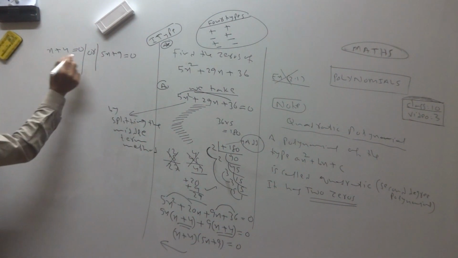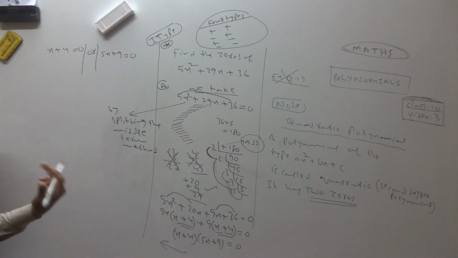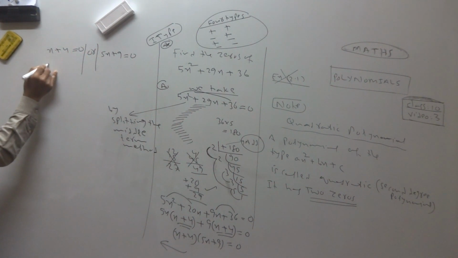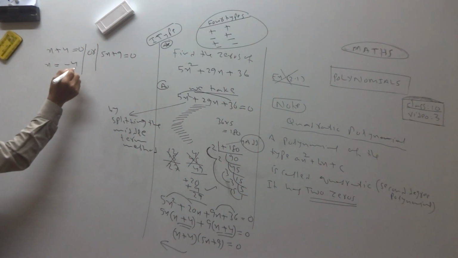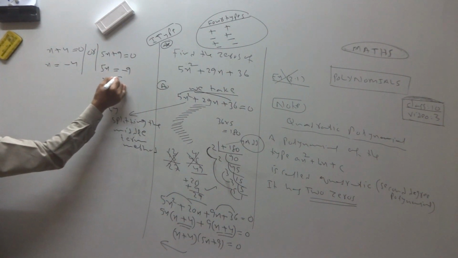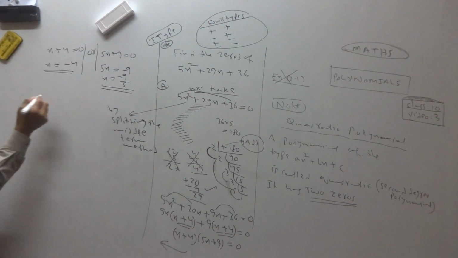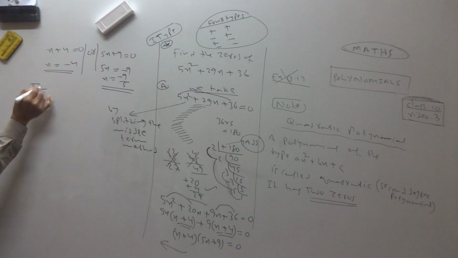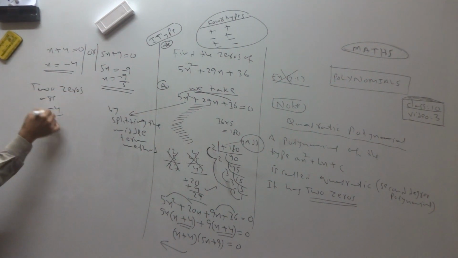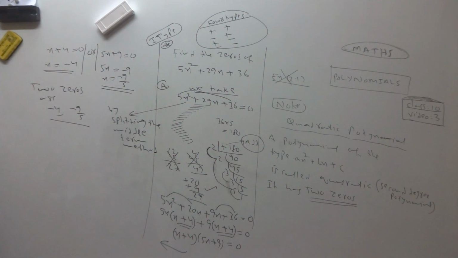So we get two values. X plus 4 is 0, 5x plus 9 is 0. Plus 4 shift there, minus 4 here, plus 9 shift there, minus 9. See, I got two zeros. Zeros means values of x. So what are the two zeros? Two zeros are minus 4 and minus 9 by 5. This is the method.